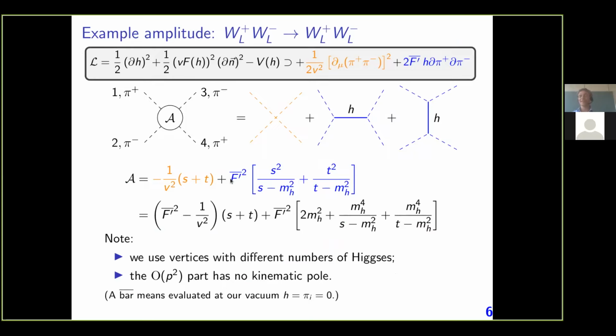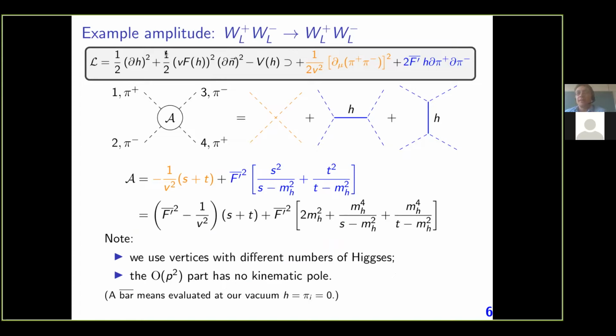Now, to motivate this, I just wanted to start off with an amplitude which is very familiar to a lot of people, which is longitudinal W boson scattering. This is famously the amplitude which, if you don't have a standard model like Higgs, is going to grow with energy and violate unitarity at the TeV scale.